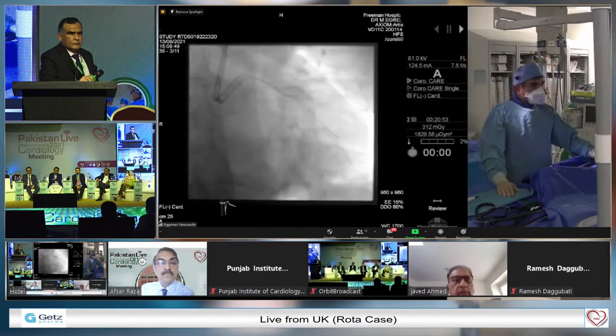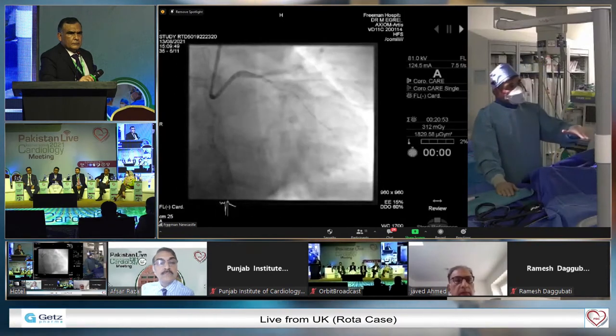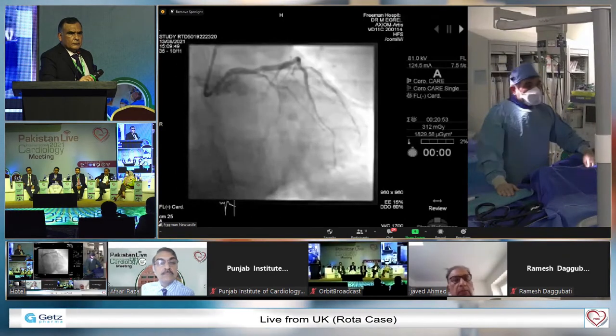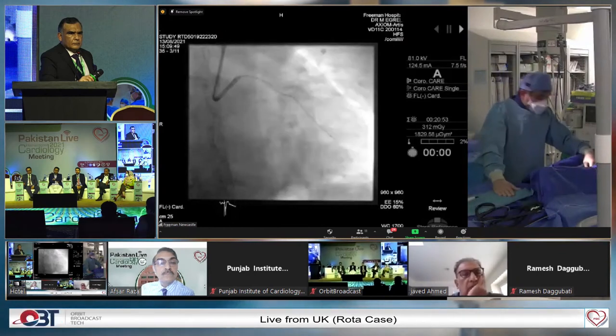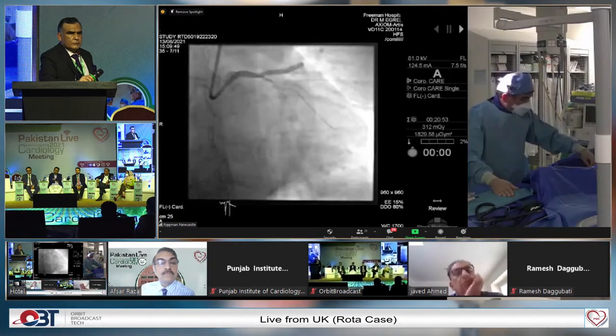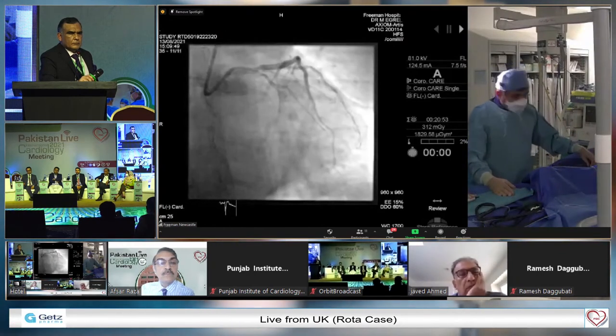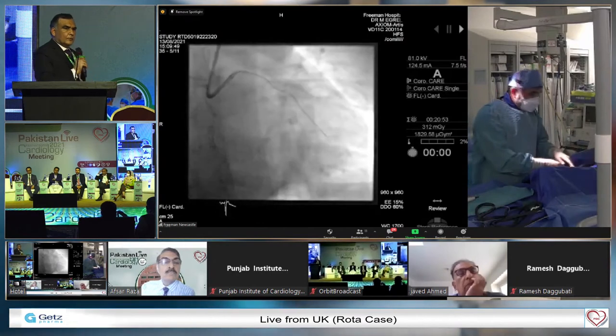Next. And this was the circumflex. Now I'm on it, and I'm about to rotablate the circumflex with 1.25. And just to show you, we're using a RotaPro. So I'm going to set the speed to 185.